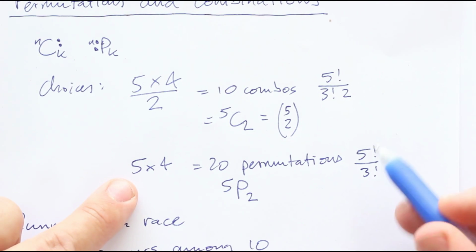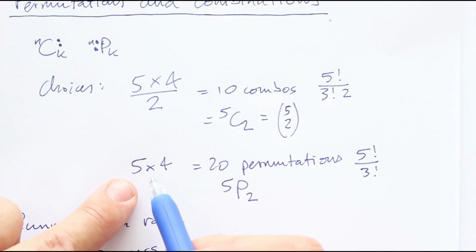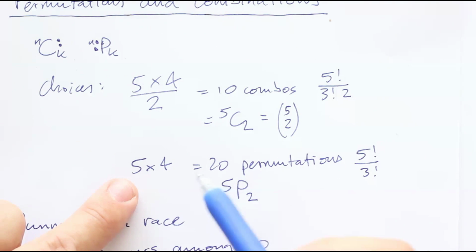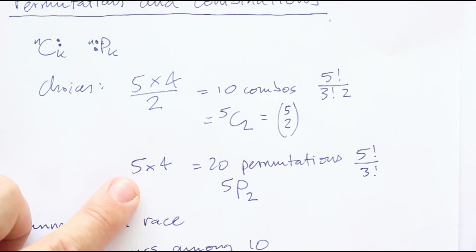So this is a fast way of writing 5 times 4. Seems unnecessary for these numbers. Yeah, it is, but imagine again if you had 100 choose 30. And you'd have to do 100 times 99, 98, 97, the first 30. It'd be much easier to go 100 factorial over 70 factorial. Okay, so which cuts off all but the first 30.